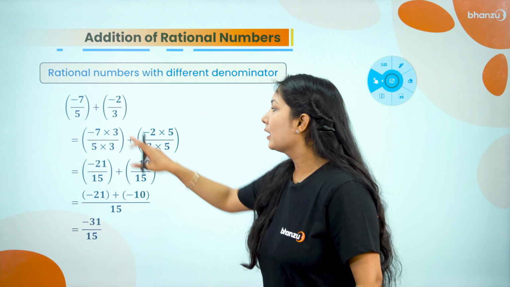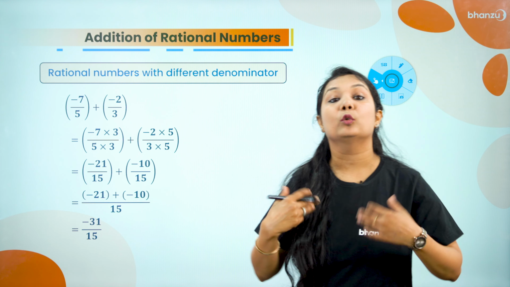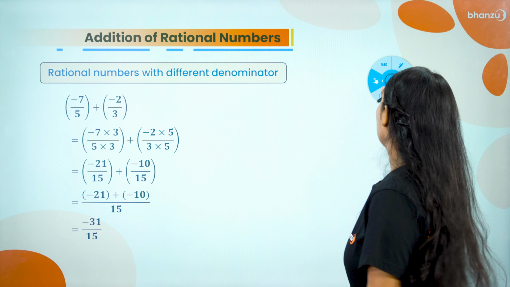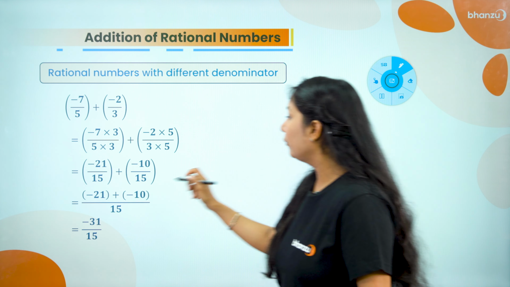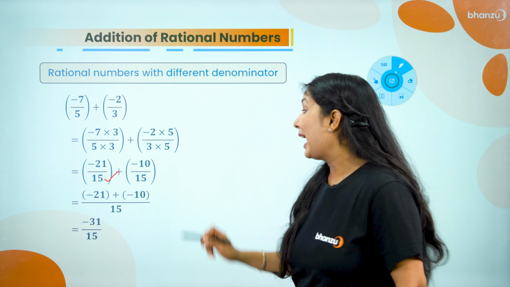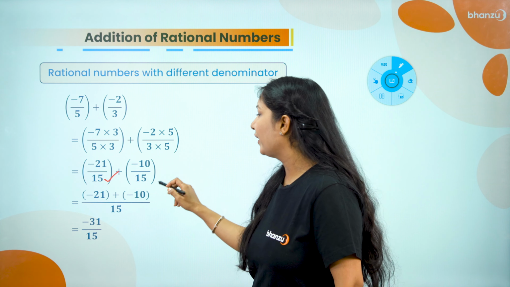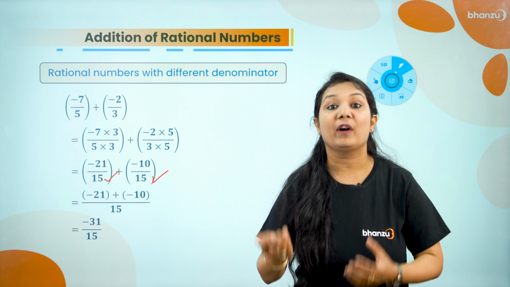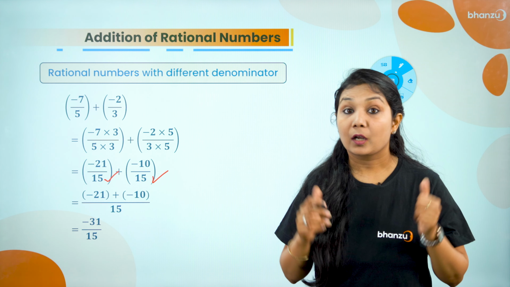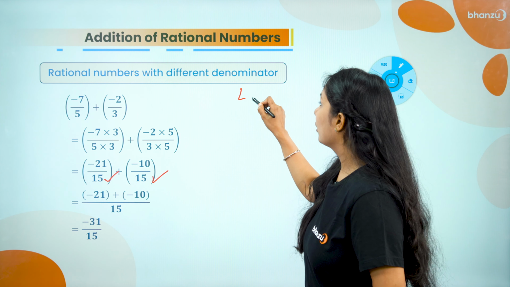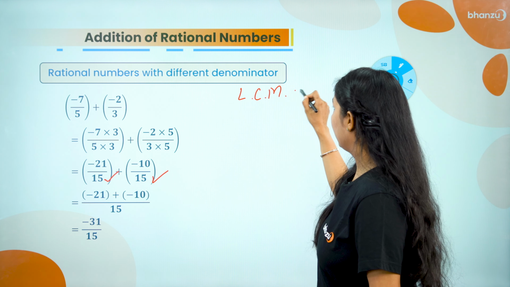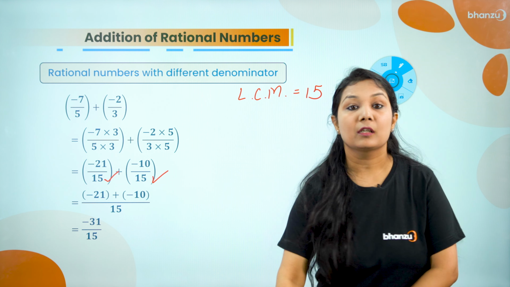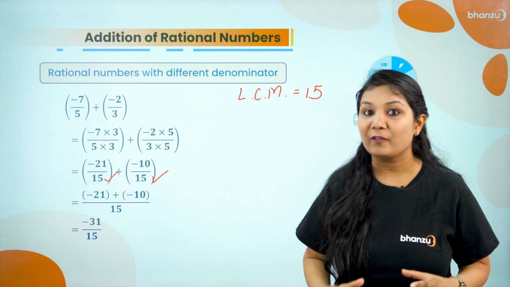So how do we make our denominators 15 to get the same denominator? Let's have a look at it. Minus 7 upon 5 into 3 by 3. So that would make my denominator as 15, right? And here minus 2 upon 3 into 5 by 5 would again make my denominator as 3 into 5, which is 15. Got it? So LCM was 15 only, right? LCM was 15 only. Got it, everybody?